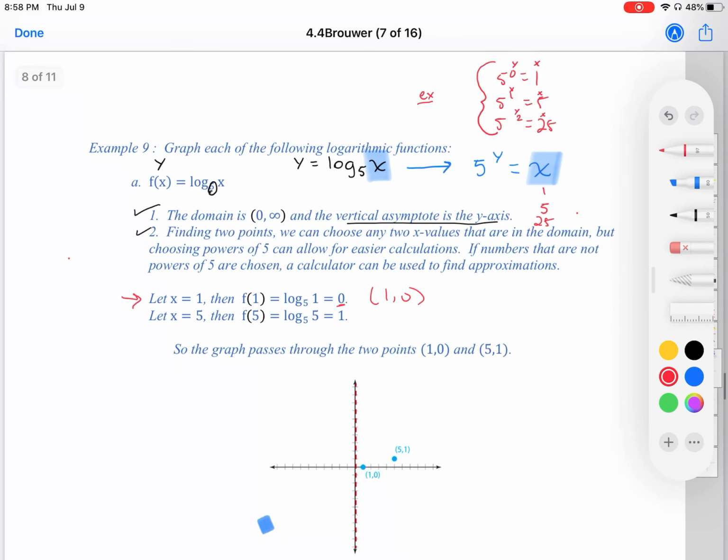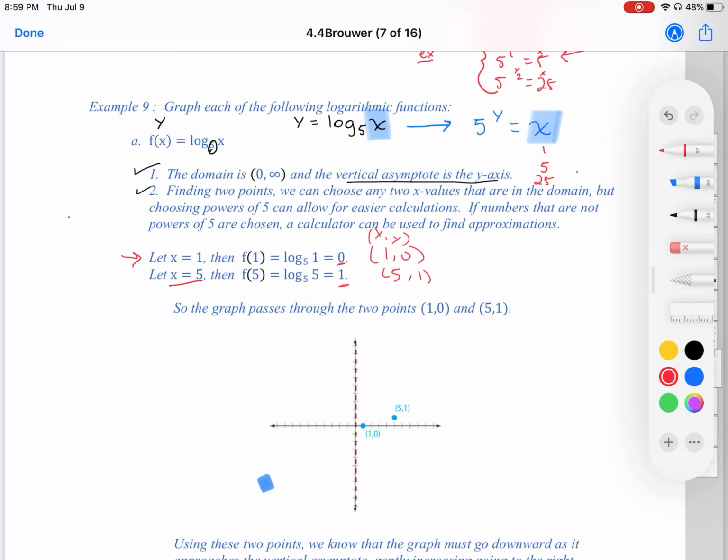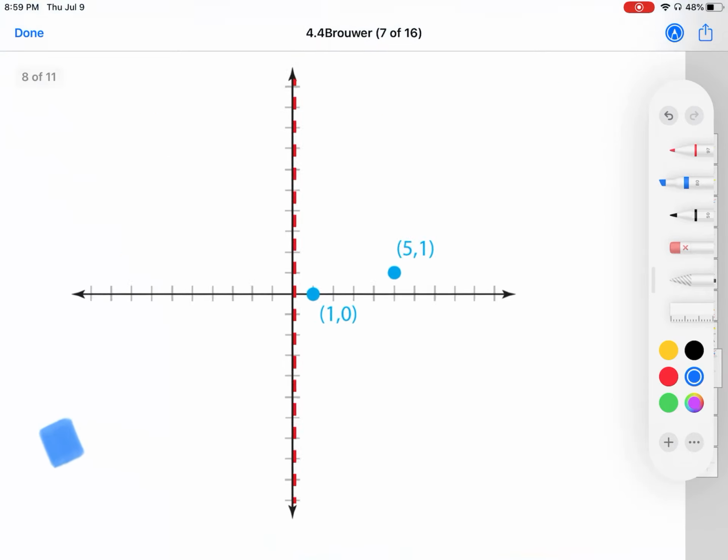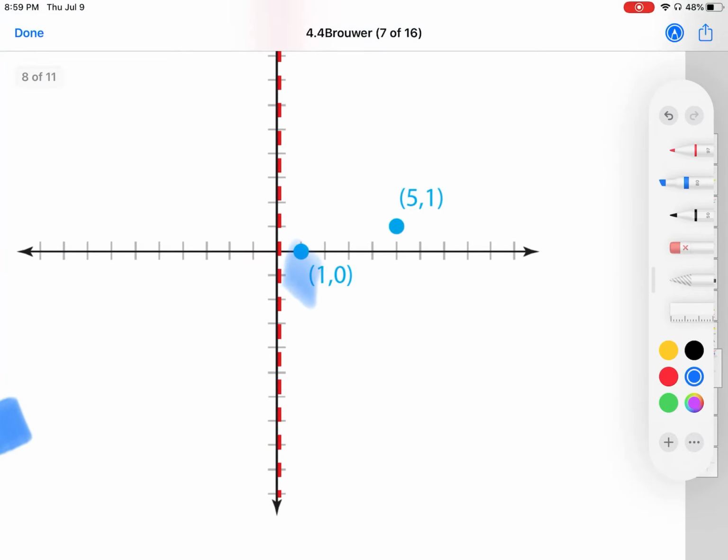All right, if we let x be 5, which we have here, what should y be? It should be 1, which we already have done. So f of 5, we get log base 5 of 5, we get 1. So I have a point 5 comma 1. Remember, it's always x comma y, which gives us these 2 points. Remember, one always pulls towards the asymptote but never crosses, and the other pulls away.